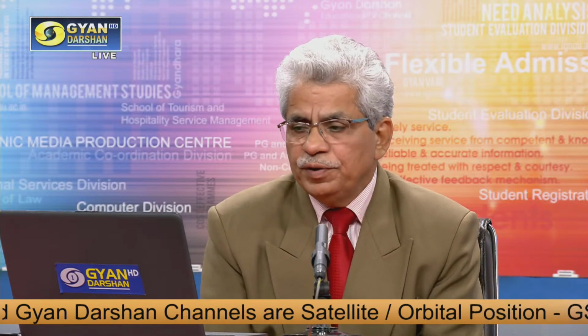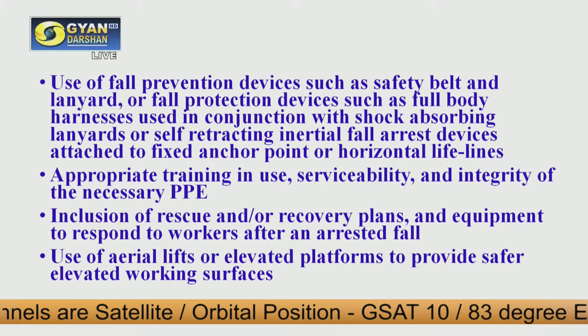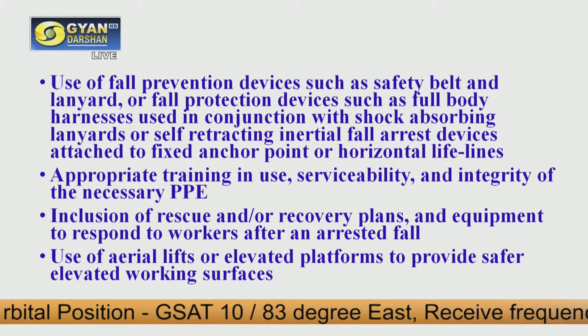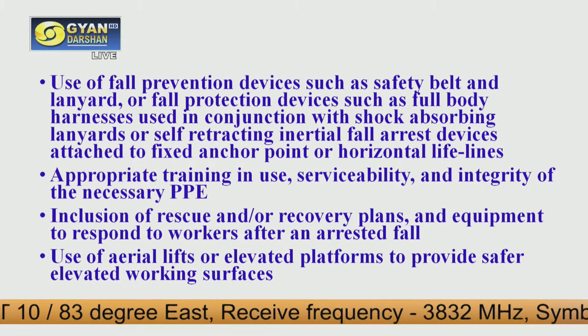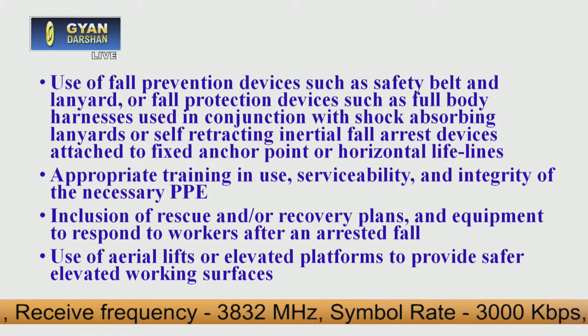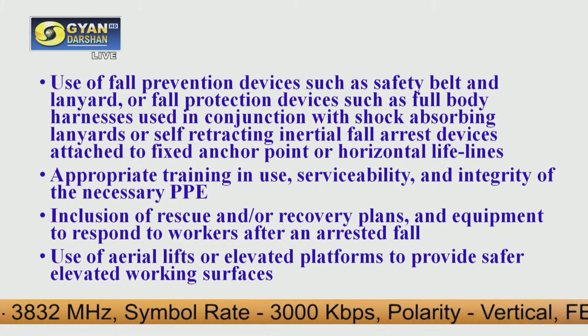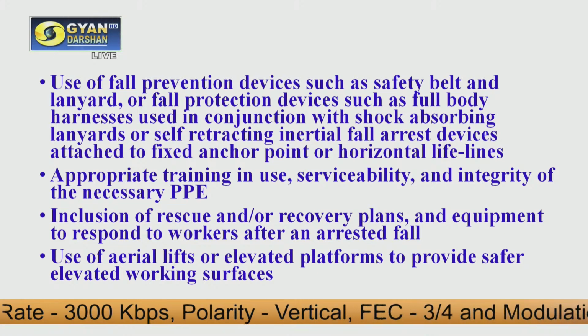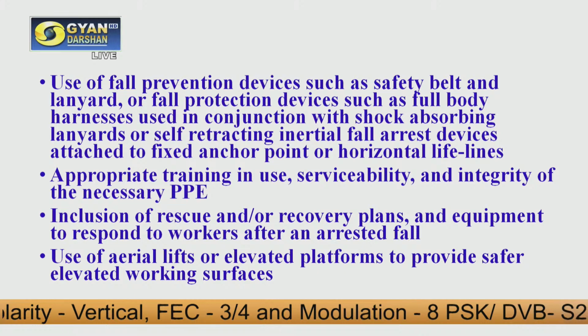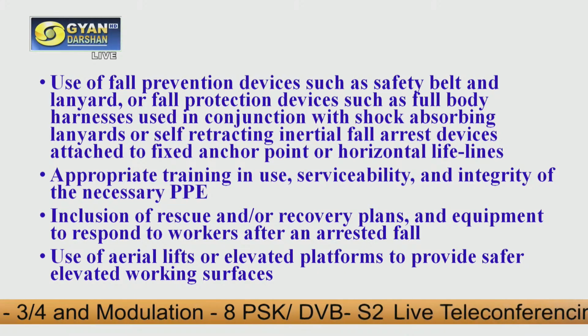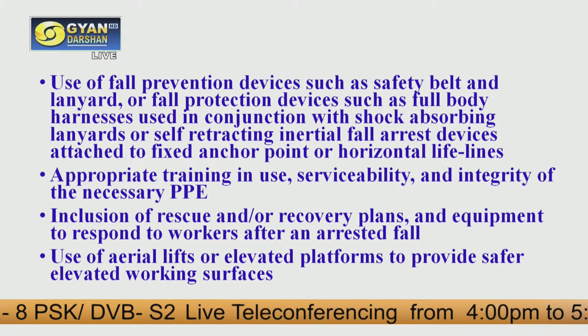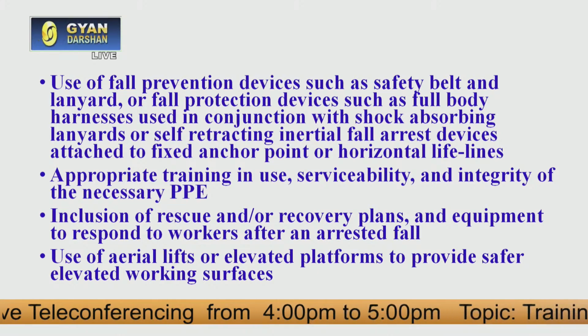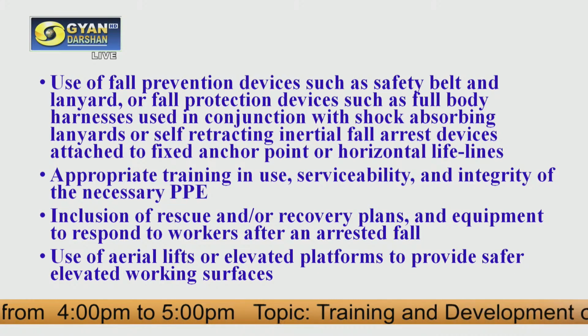Use of fall prevention devices such as safety belt and lanyard, or fall protection devices such as full body harness used in conjunction with shock absorbing lanyards, or self retracting inertial fall arrest devices which are attached to a fixed anchor point or horizontal lifelines. This is very important when a worker is working at a great height, so that if some fall happens, the worker will not fall directly to the ground.